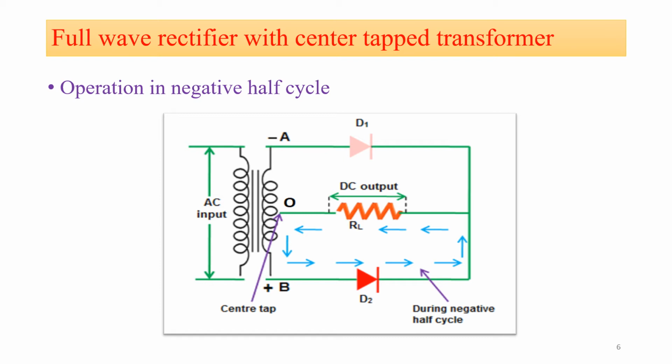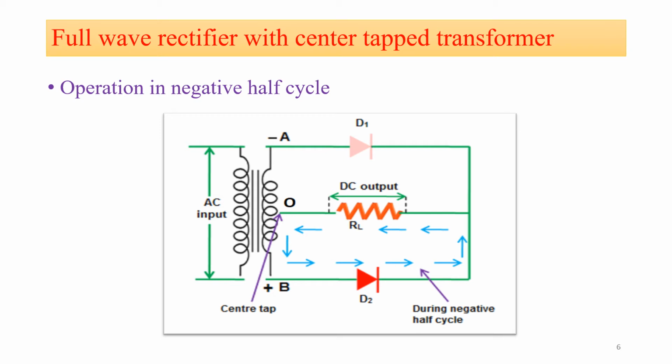As B is positive, the anode of diode D2 is connected with the positive terminal, while the cathode of diode D2 is connected with the negative terminal. That's why our diode D2 will be in forward bias condition. When diode D2 is in forward bias, it will act as a closed switch, so current will flow from B through diode D2, then from D2 to RL and RL to the O terminal. Meaning we will get the output voltage across the load resistor in the negative half cycle also.